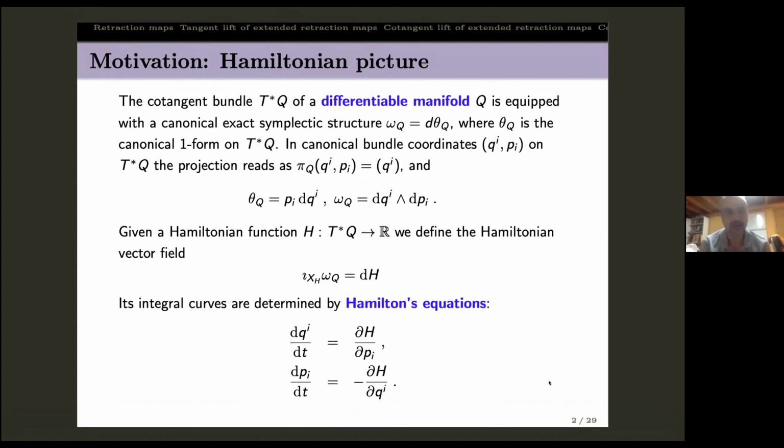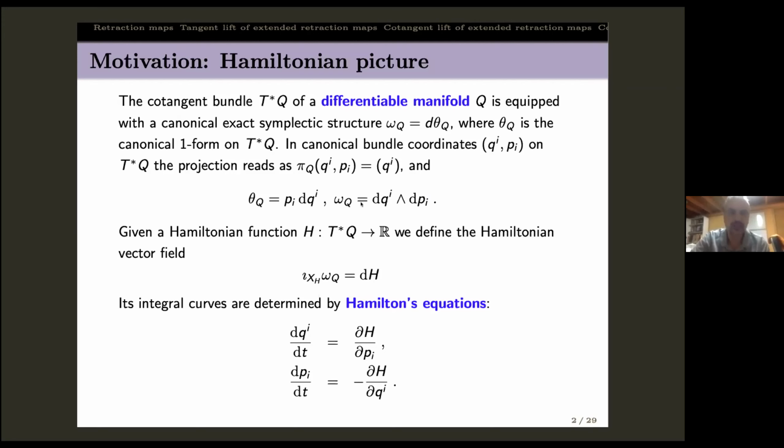It's a vector bundle, T star Q over Q. It has a vector structure in all the fibers. And this is also a geometrically quite interesting space because it's equipped with a canonical symplectic structure. This is very important in the qualitative behavior of the Hamiltonian system. This omega Q is the differential of the Liouville form, or minus the differential, depending on the convention.